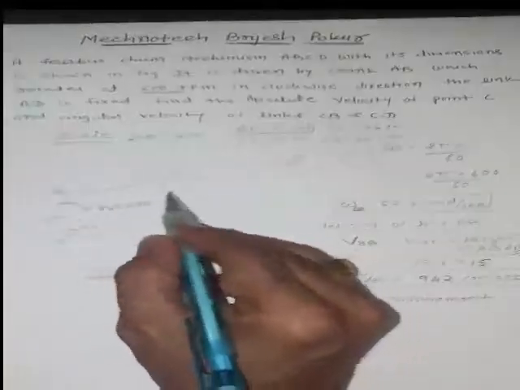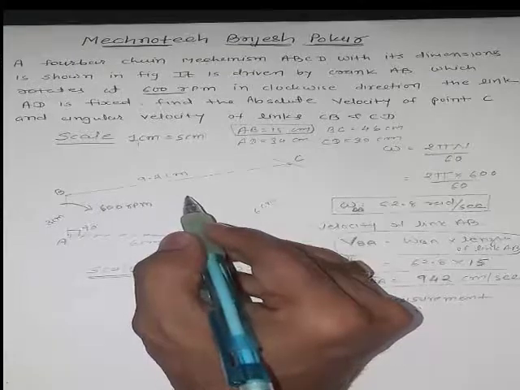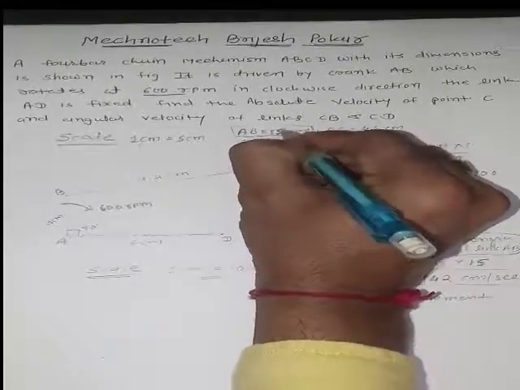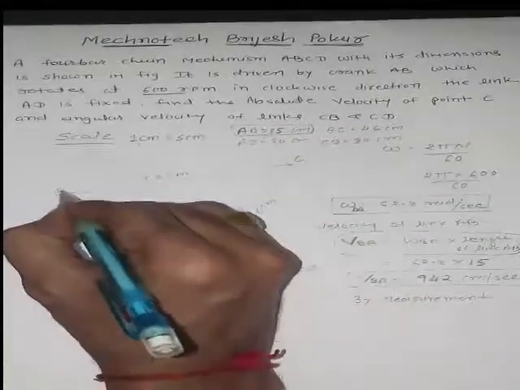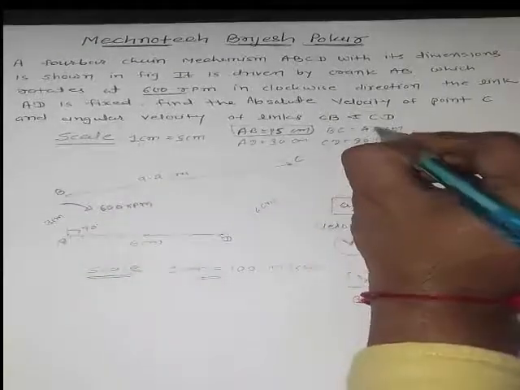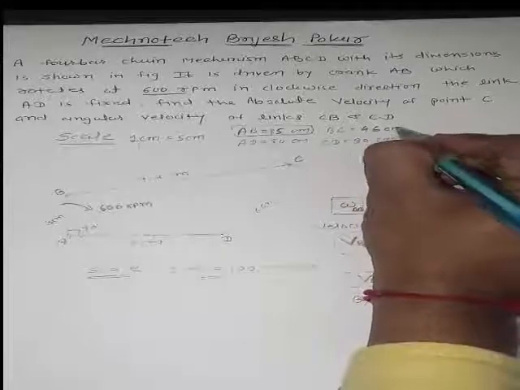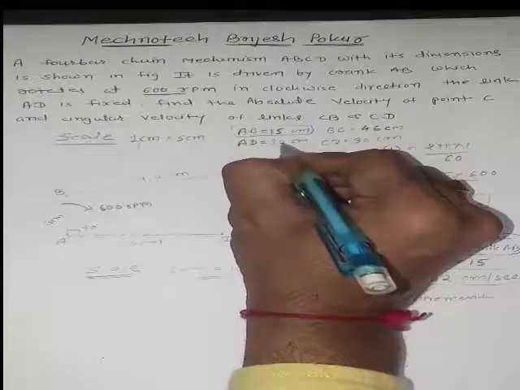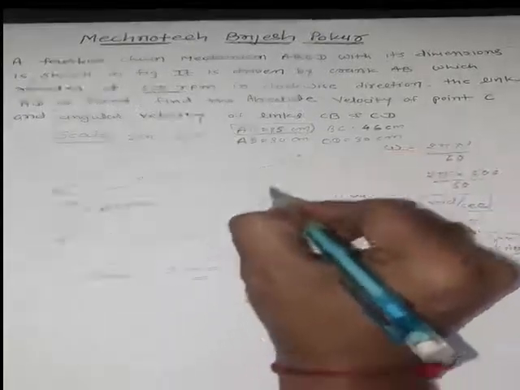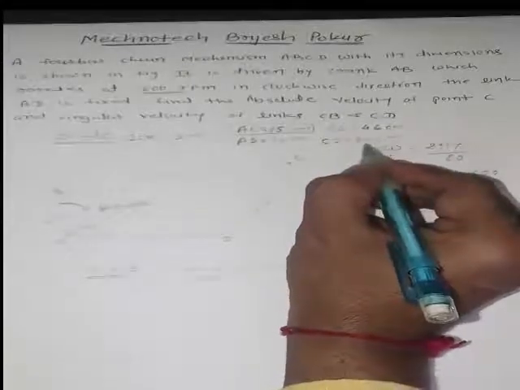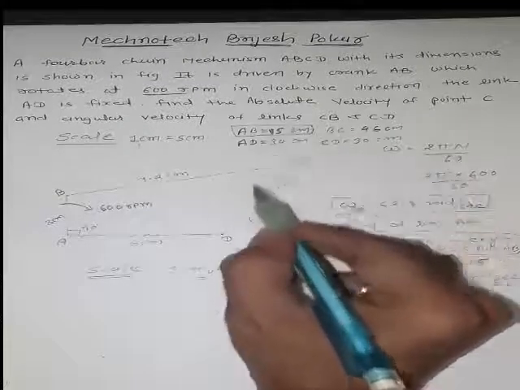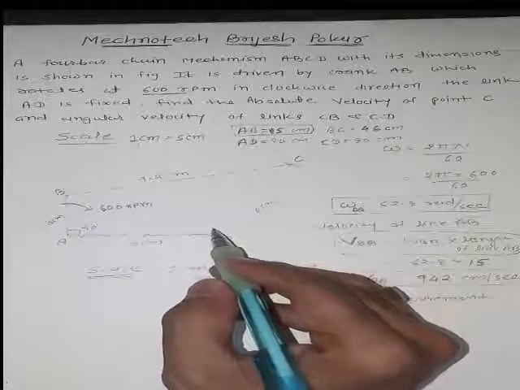The figure is already given to you with the dimensions: AB is 15 centimeter, BC is 46 centimeter, AD is 30 centimeter, and CD is 30 centimeter. We cannot draw 15 centimeter as it is, so we have to take a scale for that.